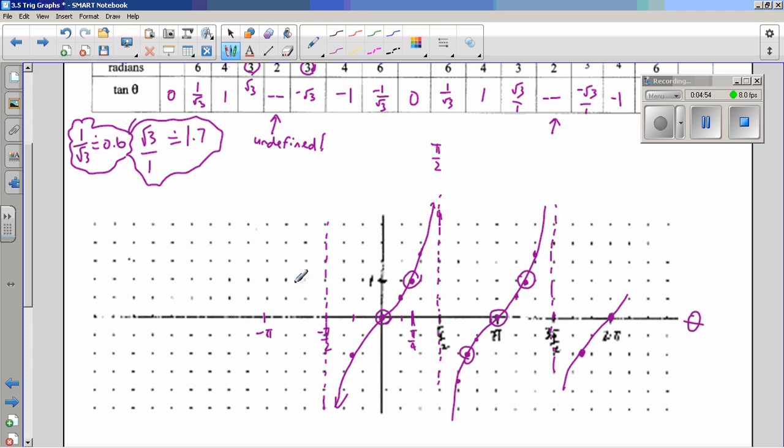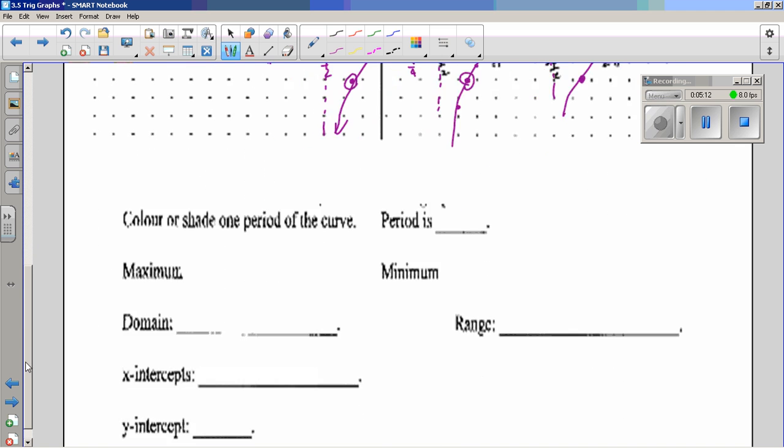1, 0, asymptote. Beautiful. This is the graph of y equals tan theta. And hopefully you got something that looks like that, and hopefully you're able to reproduce it using only those few facts. We'll finish this as well.